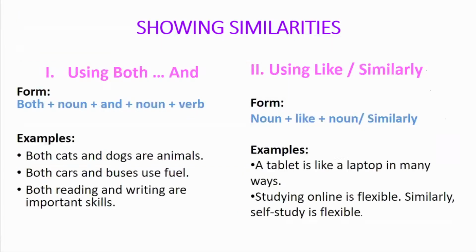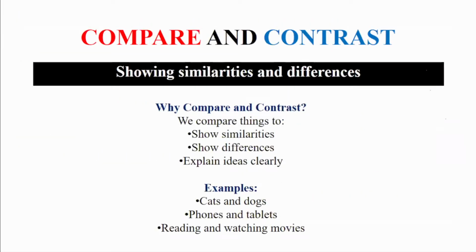Basically, we compare things to show similarities, and contrast to show differences. To explain ideas clearly, we use compare and contrast, right? Cats and dogs, phones and tablets, reading and watching movies, right? So these are a few of the things that show the similarities and differences.